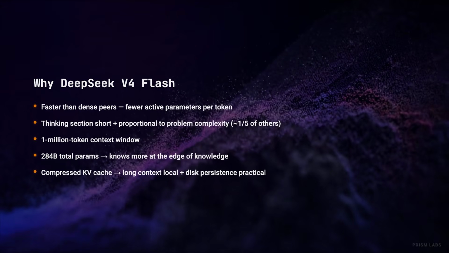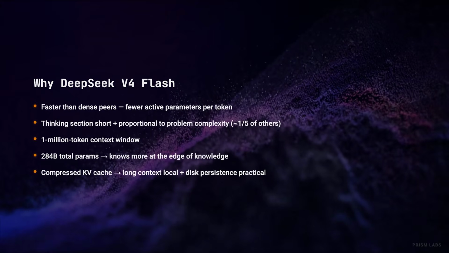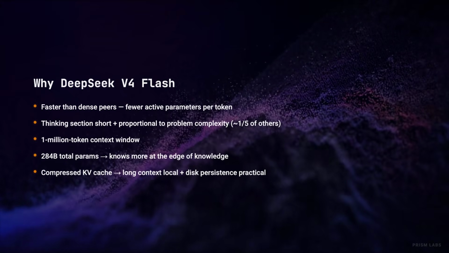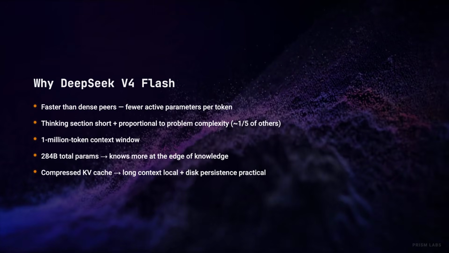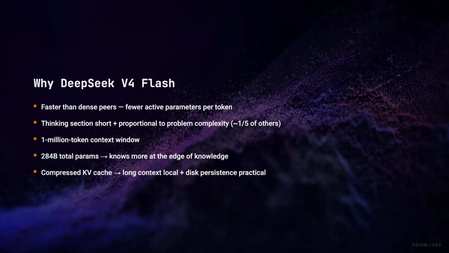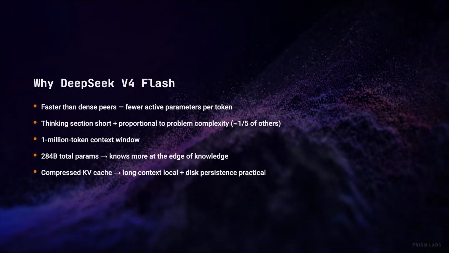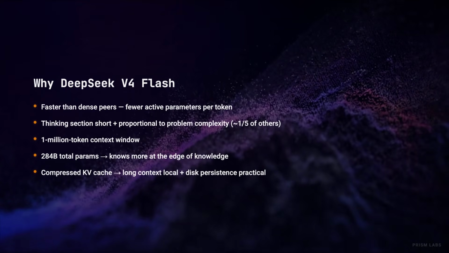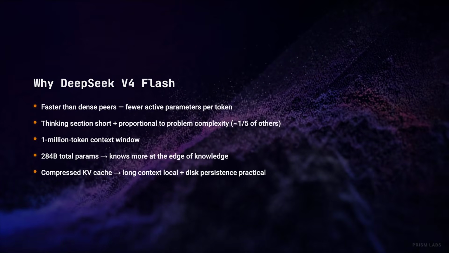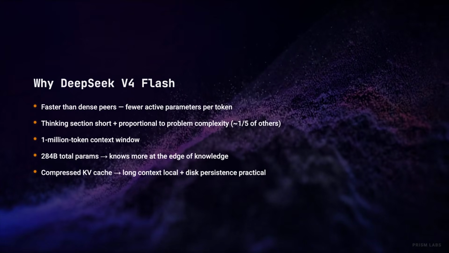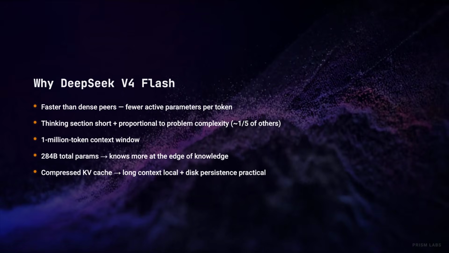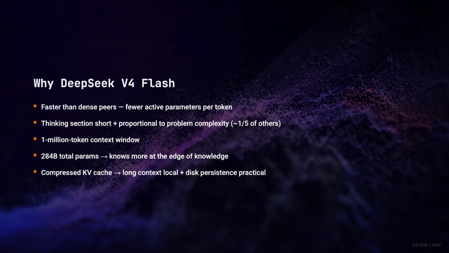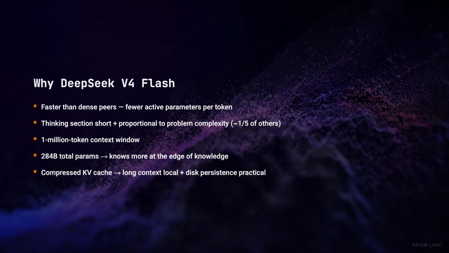3. 1 million token context window. 4. At 284 billion total parameters, it knows more than 27 or 35 billion parameter dense models when you sample at the edge of knowledge. 5. It writes much better English and Italian than smaller models. 6. The KV cache is incredibly compressed, which makes long context inference feasible on local hardware and makes on-disk KV cache persistence practical. 7. It works well with 2-bit quantization when you quantize it in a specific asymmetric way.